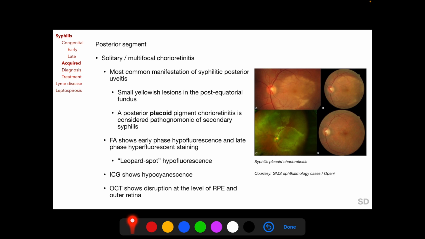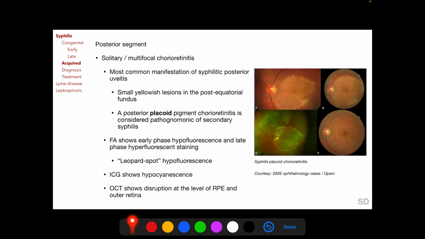Posterior segment involvement with syphilis includes solitary or multifocal chorioretinitis, which is the most common manifestation of syphilitic posterior uveitis. In the multifocal variant, we get small yellowish lesions in the post-equatorial fundus and in the posterior pole. However, a solitary form called posterior placoid pigment chorioretinitis is considered pathognomonic of secondary syphilis. So this is the placoid form of syphilitic chorioretinitis.